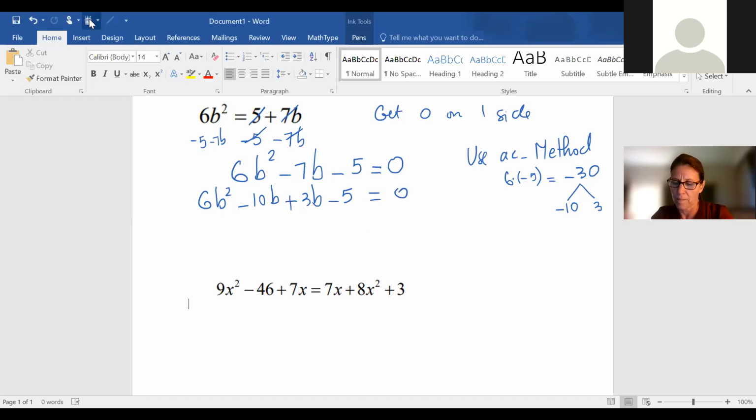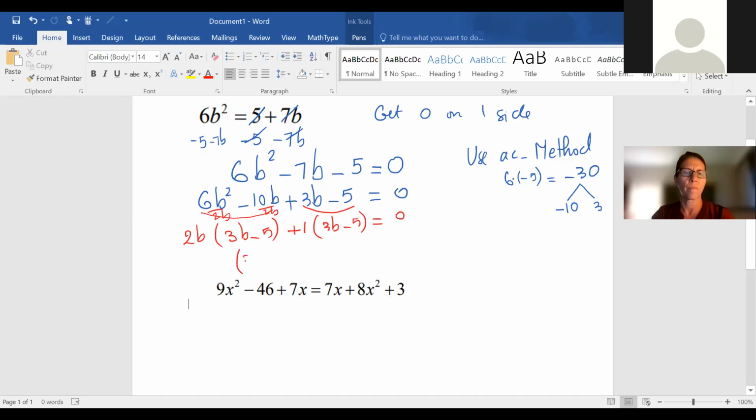Now you factor by grouping. Take the 2b out and have 2b times 3b minus 5. Then here, since we don't have any GCF other than 1, we put 1 out, so it's 1 times 3b minus 5. Equals 0. Finally, you get 3b minus 5 and 2b plus 1 equals 0.